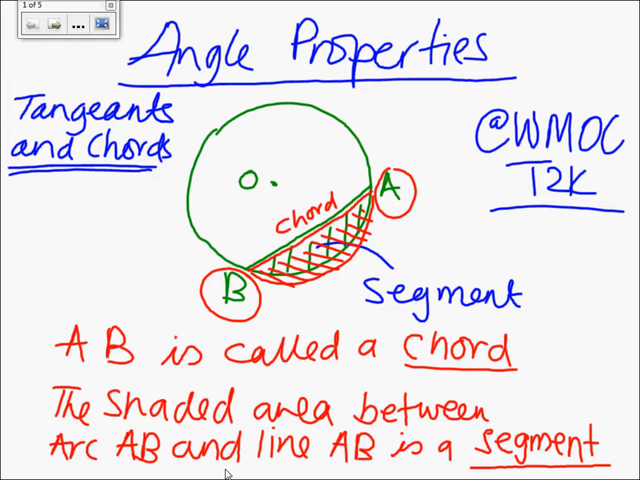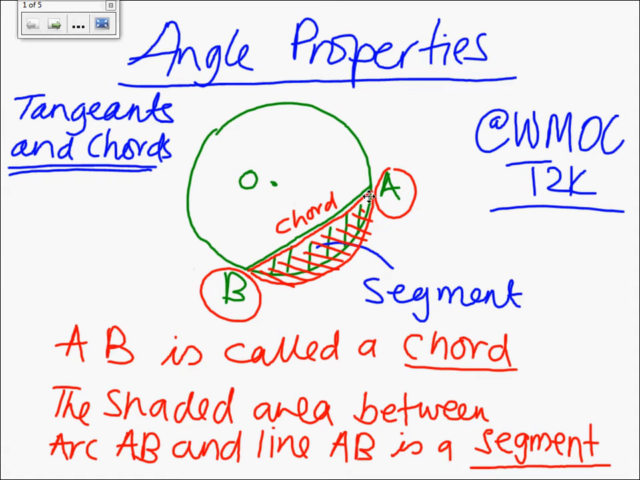If you have a circle, as shown on the board, with the center O, and on the circumference, points A and B, the line that joins point A and B is called a chord. So this is the line which is right here. That is a chord. I'm just drawing over.